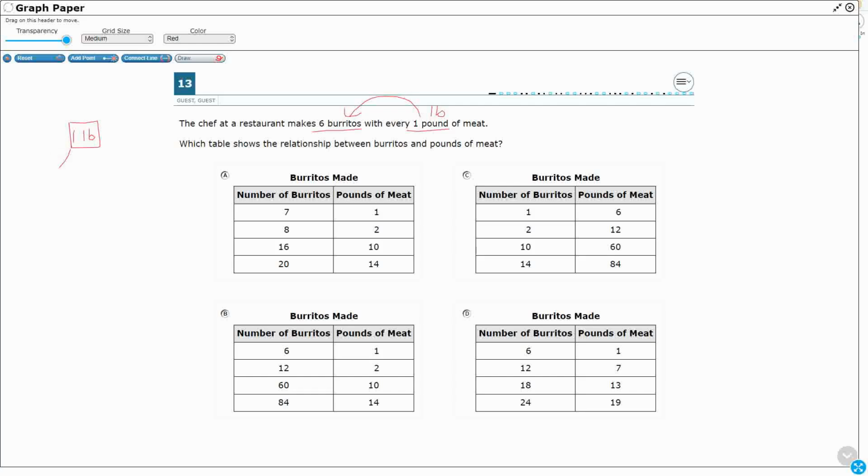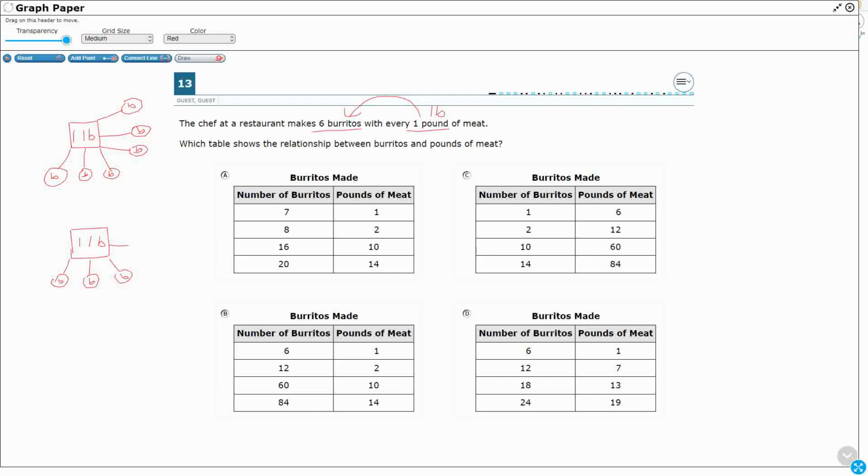All right, so I'm just going to draw a little bit of a representation here. I'm just going to put a little b. So burrito, burrito, burrito, burrito, burrito, and then burrito. All right, so there's my representation. 1 pound gets me 6 burritos. If I were to do that again, I got another pound, and then I've got another 6 burritos.